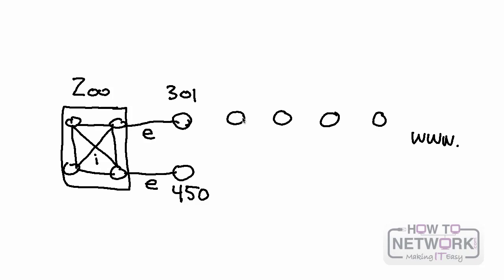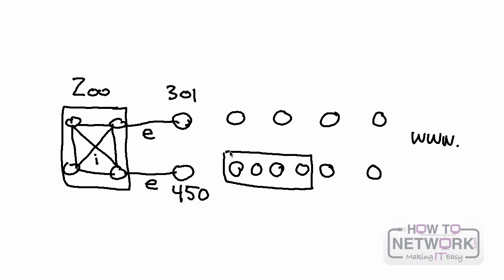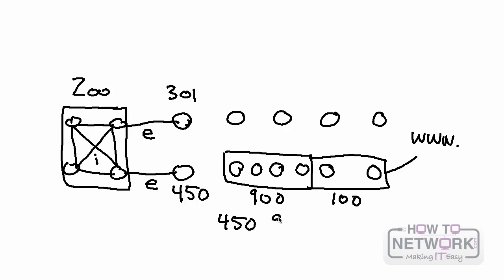Now, let's say we want to communicate to a web server over the internet, and we have a certain amount of hops. Now, let's say one of those paths through AS450 takes us through quite a few more hops, but it takes us through fewer ASs. So let's just say, for example, we go through AS900 and then AS100. So that's 450, 900, and 100. Those are the 3 ASs we traverse in order to reach that route.